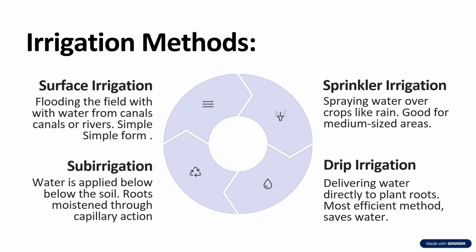Whereas drip irrigation delivers water directly to the plant roots, and it is the most efficient method and saves water along with that. So these are the four different types of irrigation methods which we can use for crop production.